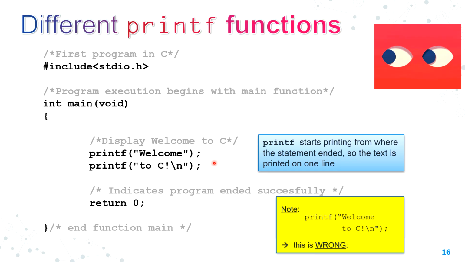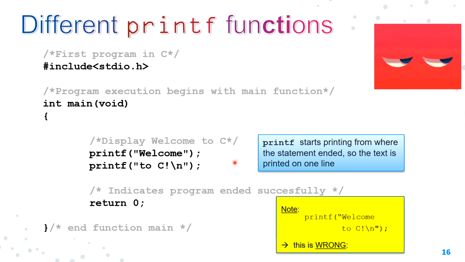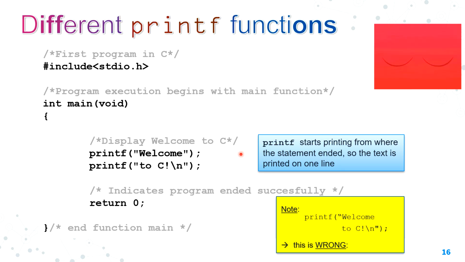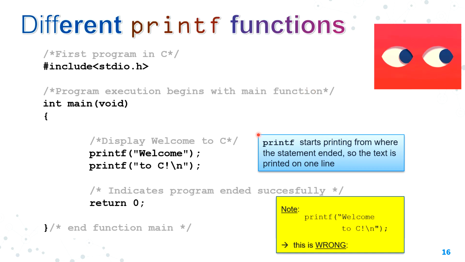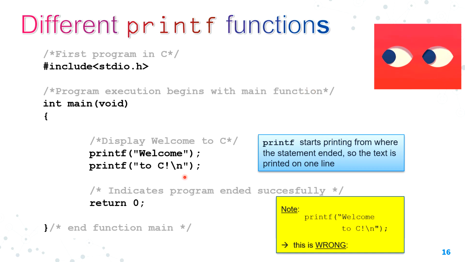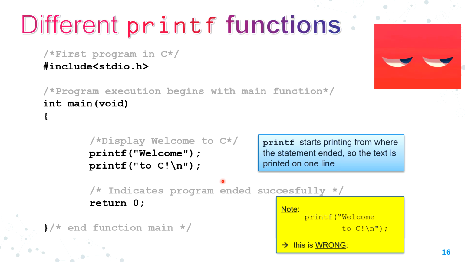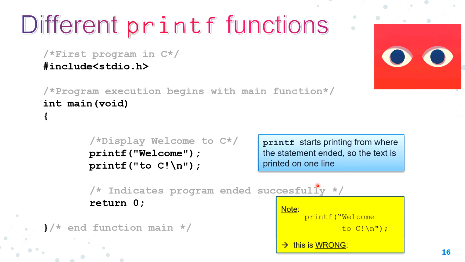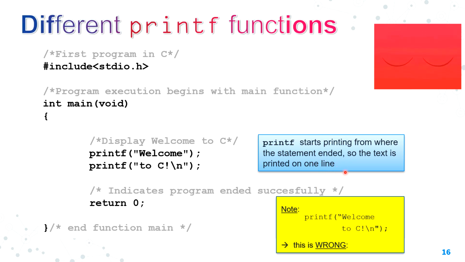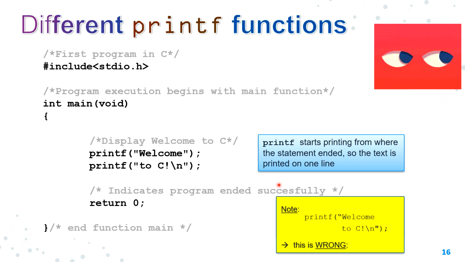So it basically shows you how multiple printf function statements work together and why new line placement matters, and it also highlights the correct versus incorrect ways of printing text in C programming. Okay, for example, printf starts printing from where the statement ended, so the text is printed on one line.